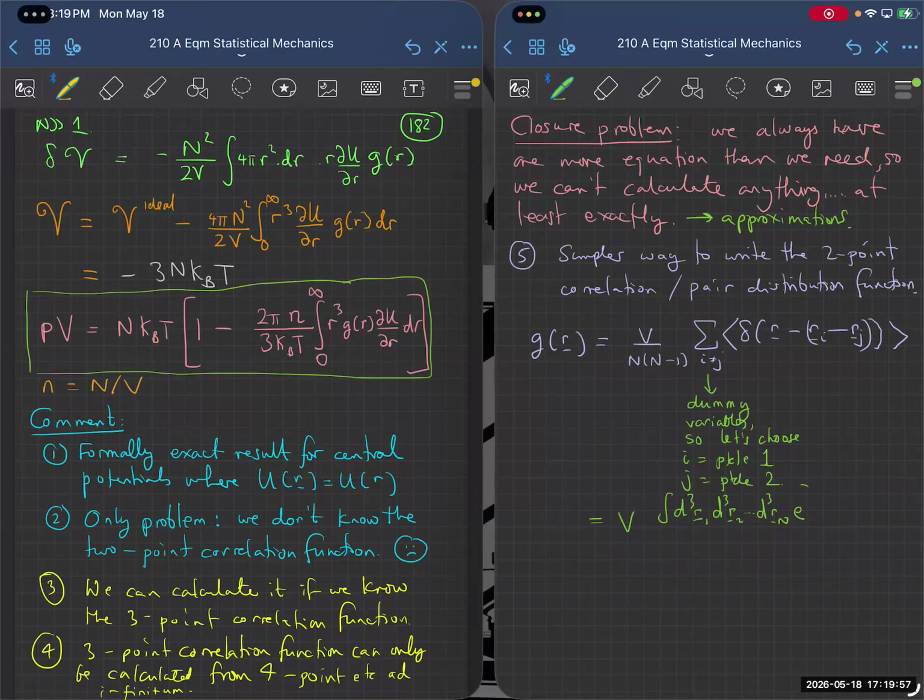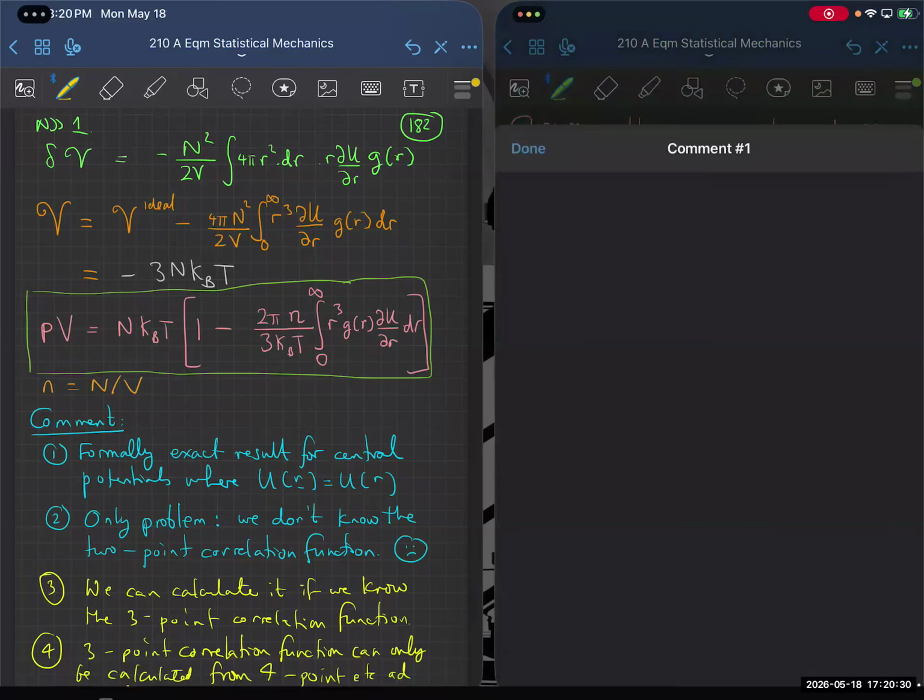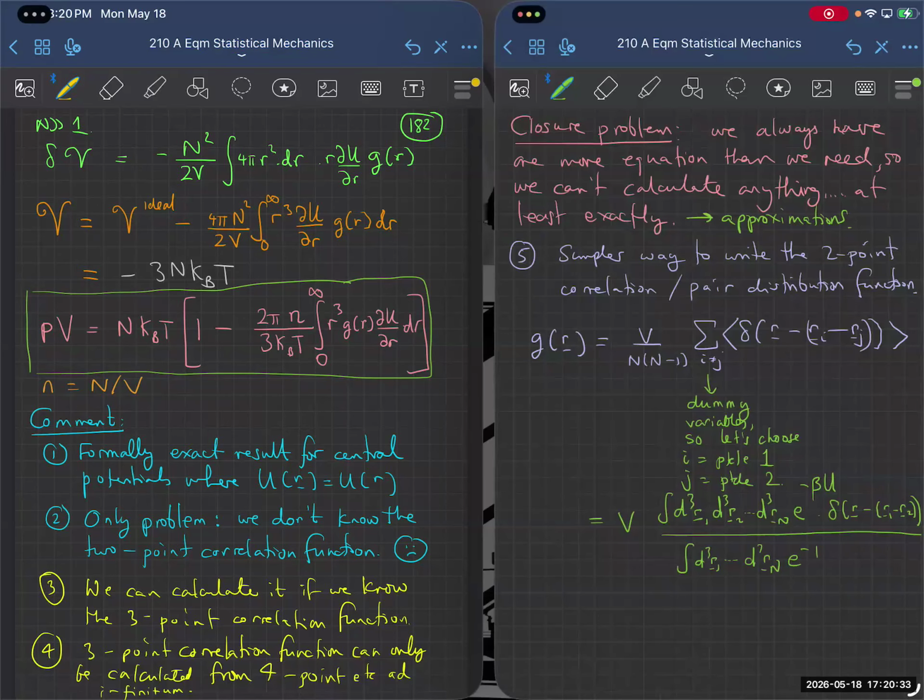And then my thermal expectation value, so that has a Boltzmann factor in it, e to the minus beta U. Then I have my delta function that says r is equal to r1 minus r2. And then I have to normalize it by the expectation value. So that's normalized by the integral d3r1 up to d3rn, and then my Boltzmann factor, e to the minus beta U. So it looks just like that.